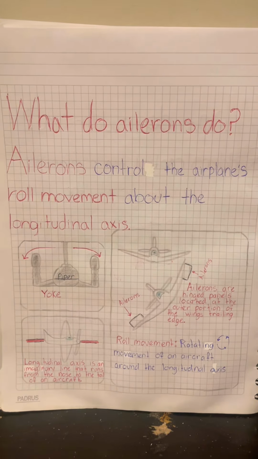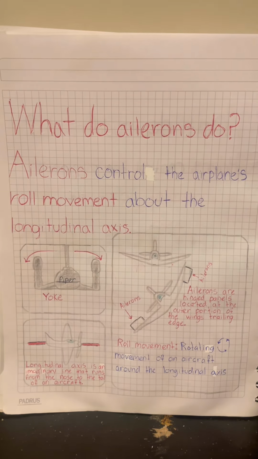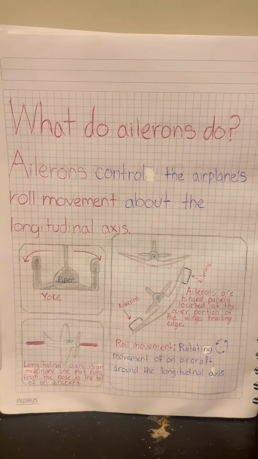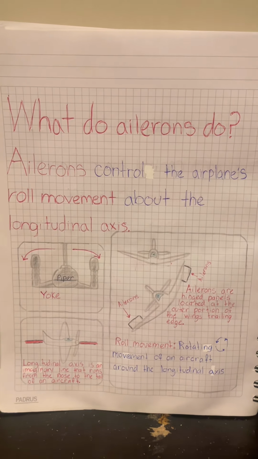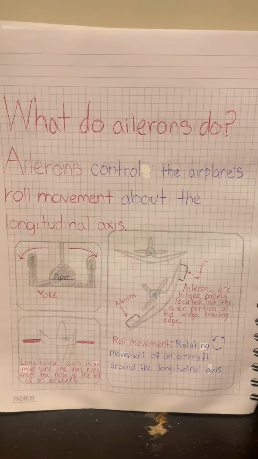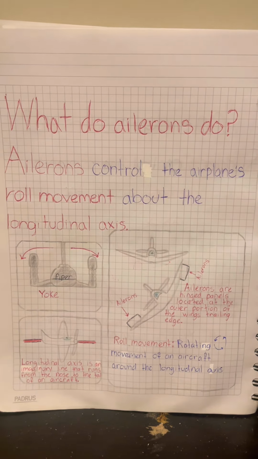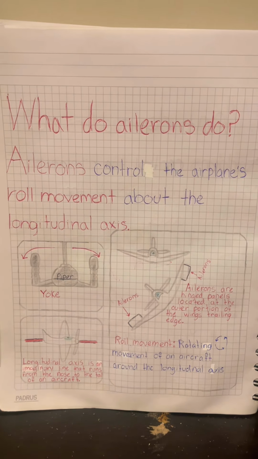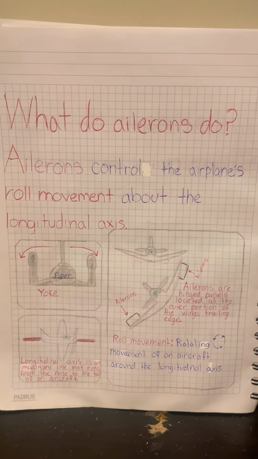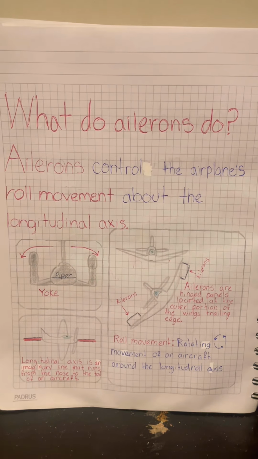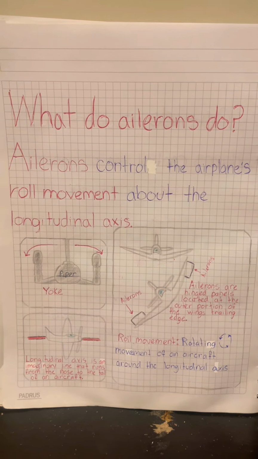What's up, guys? Today we're going to talk about the ailerons. What do the ailerons do? The ailerons control the airplane's roll movement about the longitudinal axis.